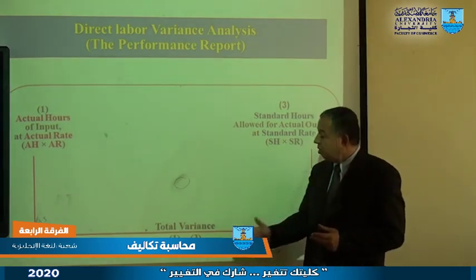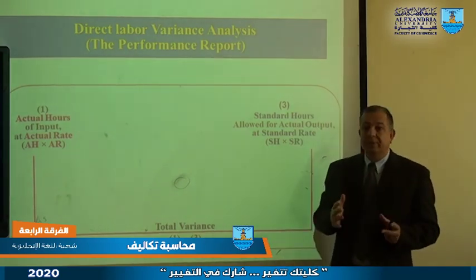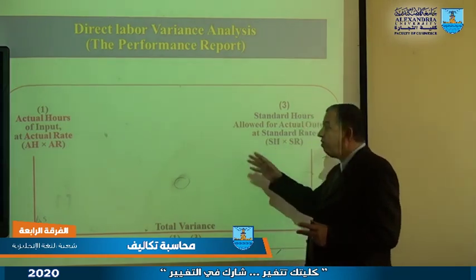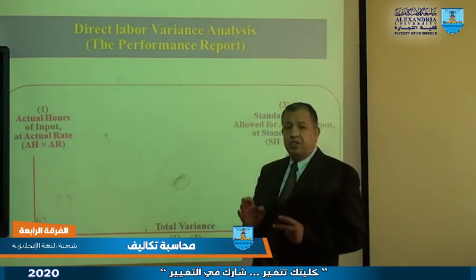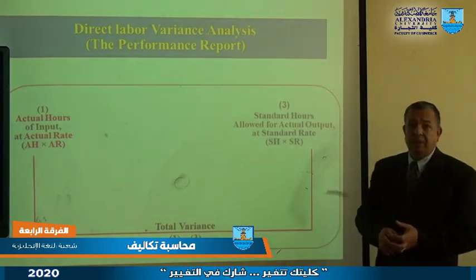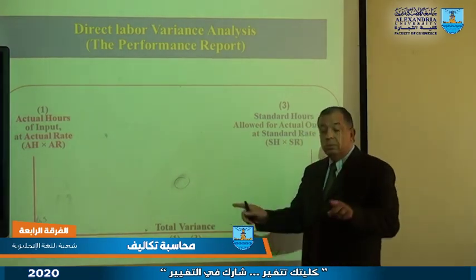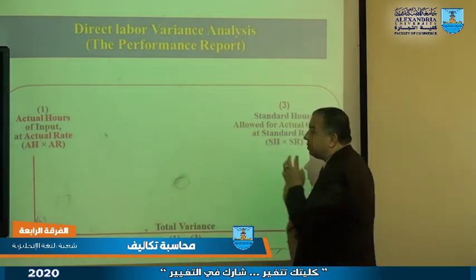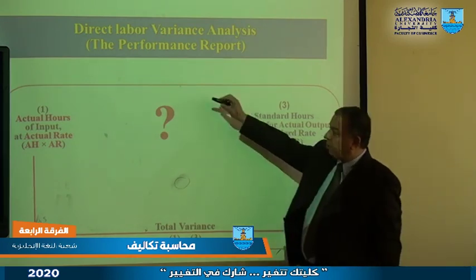What are the reasons for the total variance? Don't forget, we have two reasons up till now. One of them is the difference between hours, or the difference between rates. The difference between hours, we say efficiency variance. And the difference between rates, we say rate variance. How to analyze the total variance between the rate and the efficiency? This way.